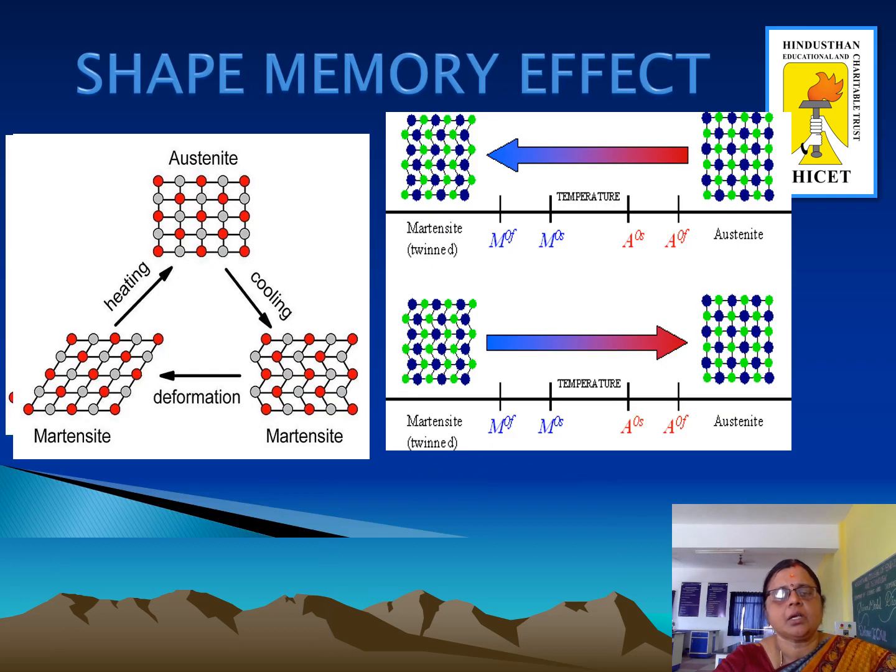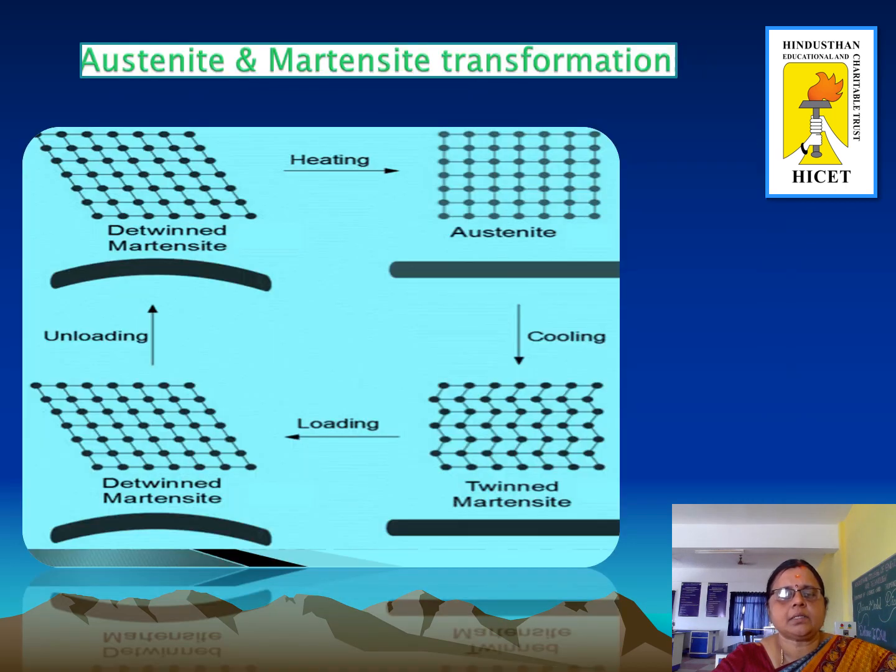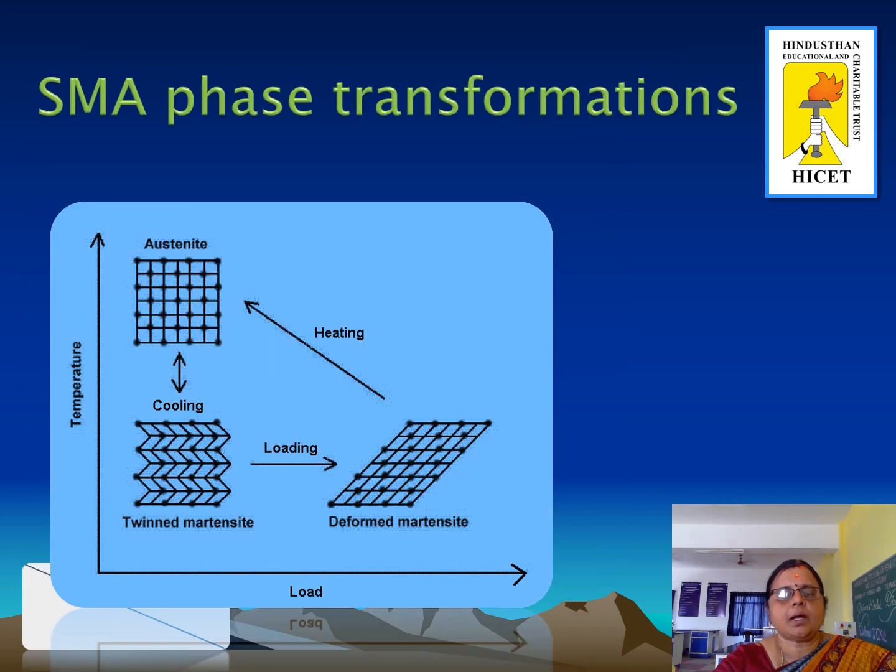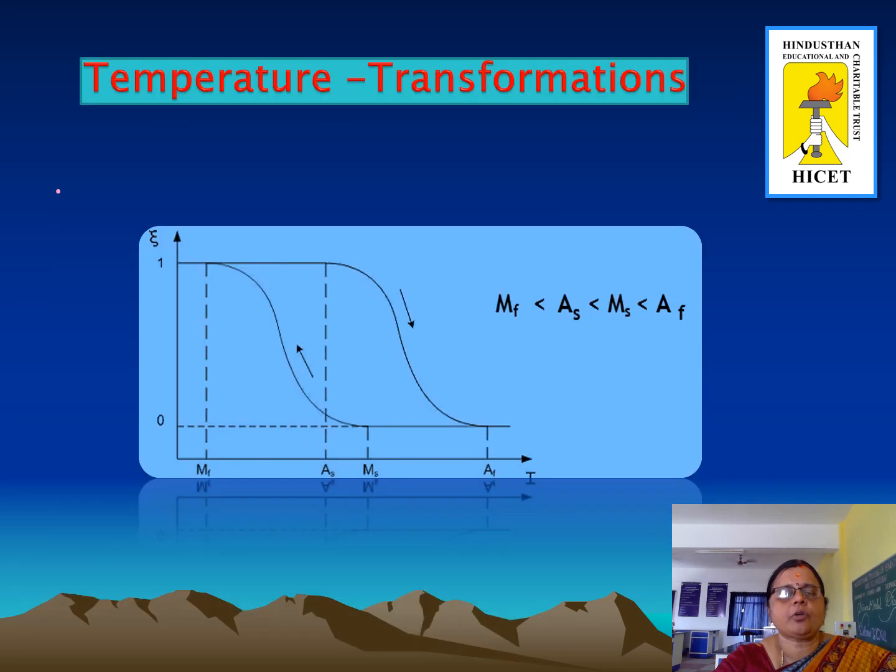The shape memory effect figure shows the transformation between austenite and martensite upon heating and cooling. There exists twinned martensite and deformed martensite. De-twinned martensite upon heating forms austenite. Austenite on cooling forms twinned martensite. Twinned martensite on loading forms de-twinned martensite. The SMA phase transformations versus temperature and load diagram is given. Austenite on cooling forms twinned martensite. Twinned martensite on loading forms deformed martensite. Deformed martensite upon heating forms austenite.